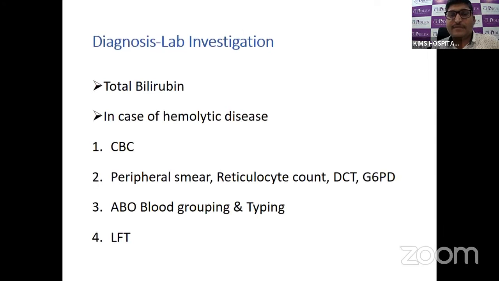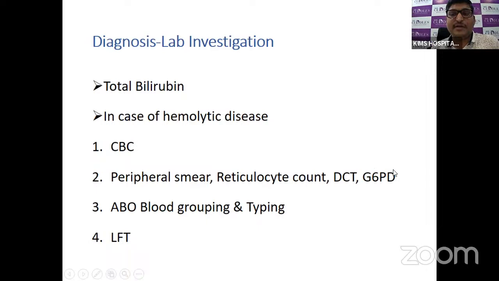When it comes to lab investigation, the first thing we can do is transcutaneous bilirubin initially. When transcutaneous bilirubin levels are more than 15 milligram per deciliter or within 3 milligram per deciliter of the phototherapy range, we have to measure the total serum bilirubin. In case of any hemolytic disease or hyperbilirubinemia requiring phototherapy, we need to evaluate for the underlying cause as well. This can be complete blood picture, peripheral smear, reticulocyte count, direct Coombs test or direct antiglobulin test, and G6PD enzyme assays.